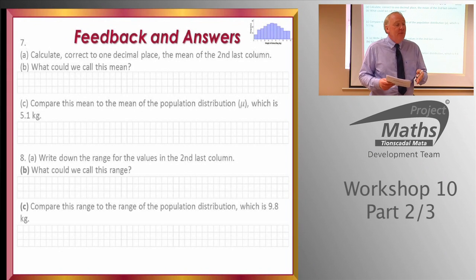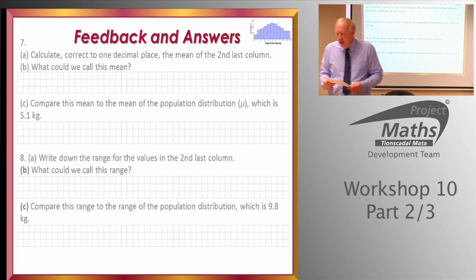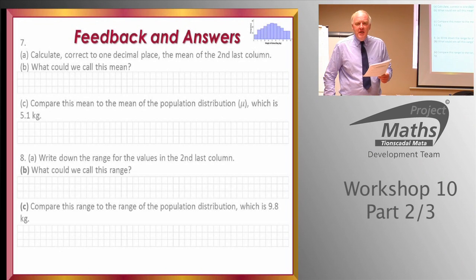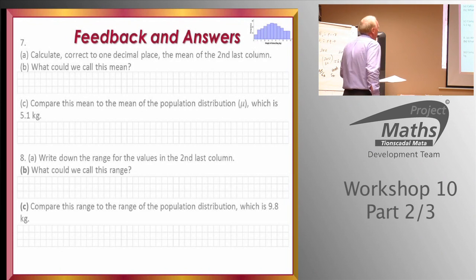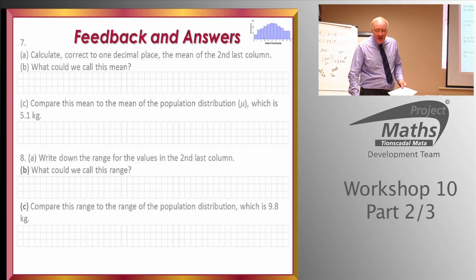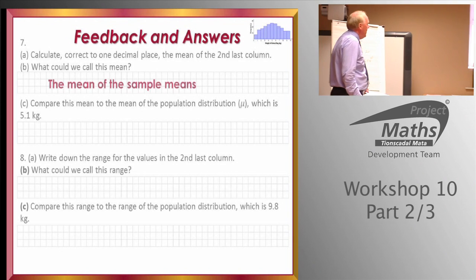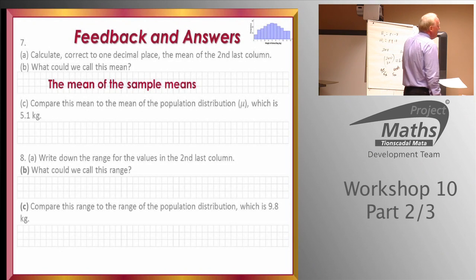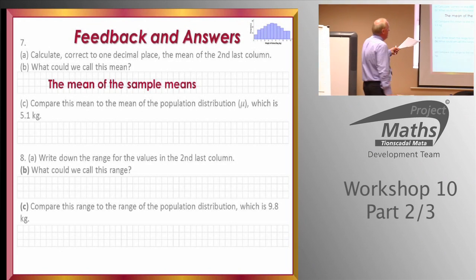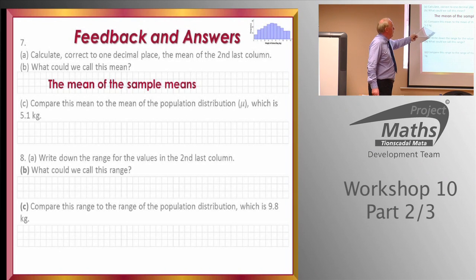Now, if I just skip through, supposing we had it done, what do you think it would be? Wouldn't it be about 4 point something or 5? Because they're all in and around that, when you look at them. And what do you think you would call that mean? What name would you give that? The mean of the means. Yes, it's the mean of the sample means. Now, compare this one to the population one, mu, which is 5.1.